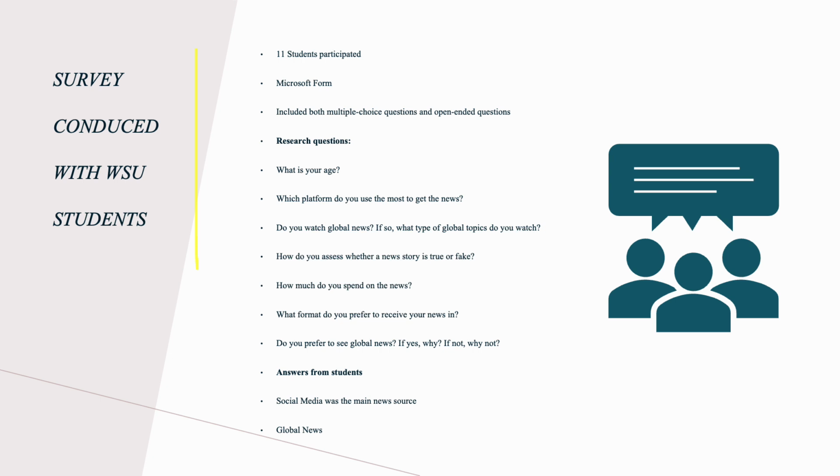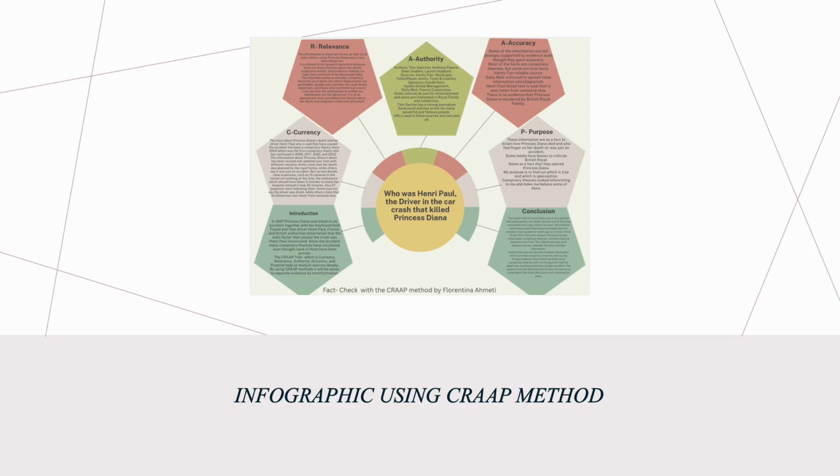The research questions I asked were: which platform do you use the most to get your news? Do you watch global news? If so, what types of global topics do you watch? How do you assess whether a news story is true or fake? How much time do you spend on the news? What format do you prefer to receive your news in? Do you prefer global news? Why or why not?